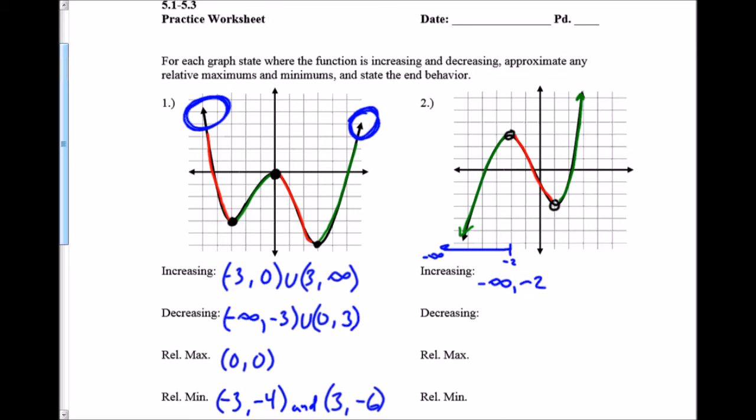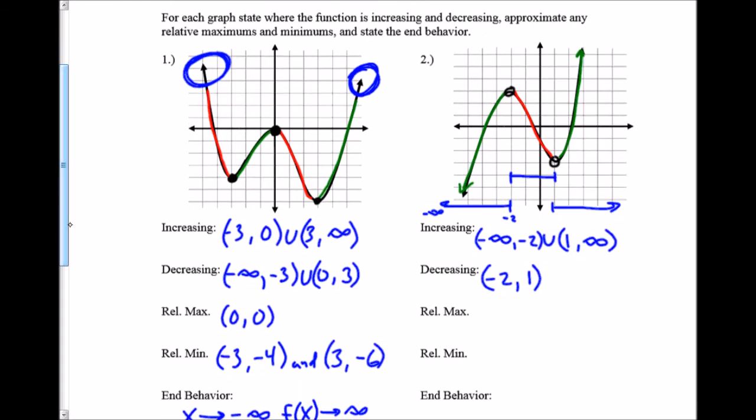Neither of those values is included, because it levels off in there somewhere. It's not increasing or decreasing. And then from here on up, it's also increasing. So from positive 1 to positive infinity. And I put my union symbol in between. And then decreasing, there's only one spot that it's decreasing. It's decreasing from here to here in terms of my x values. So it's decreasing from negative 2 to positive 1. And that's it. And again, that's interval notation.